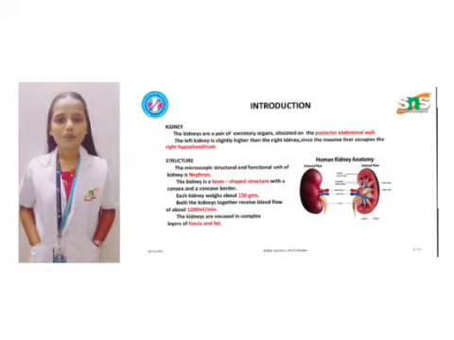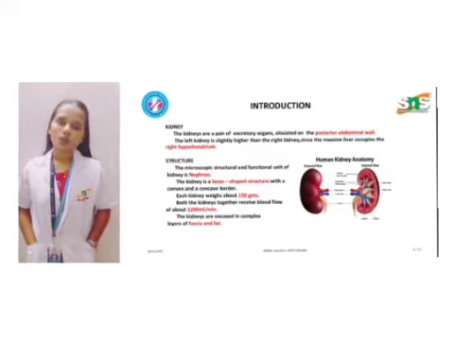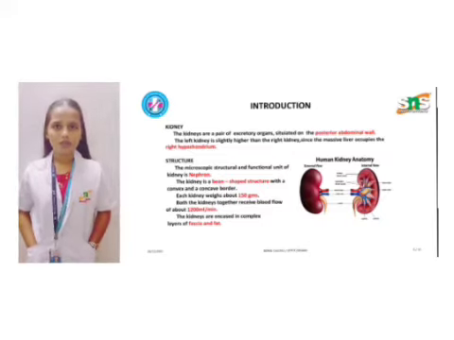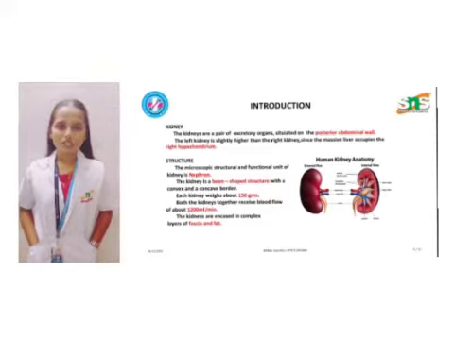The kidney is a bean-shaped organ with convex and concave borders. Each kidney weighs about 150 grams in a male and 135 grams in a female. Both the kidneys together receive blood flow of about 1200 ml per minute. The kidneys are encased in capsule layers of fascia and fat.